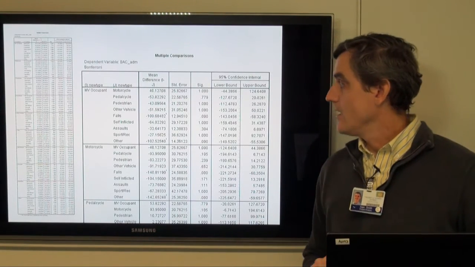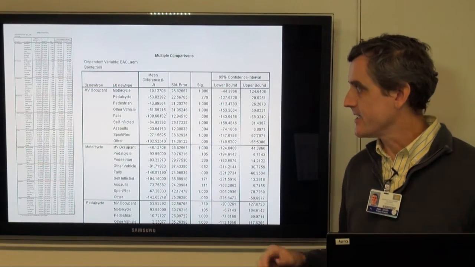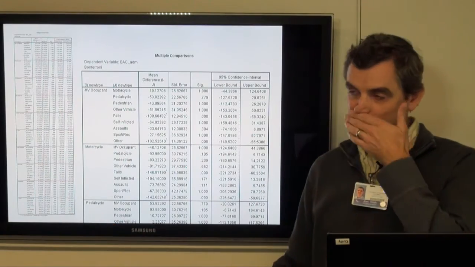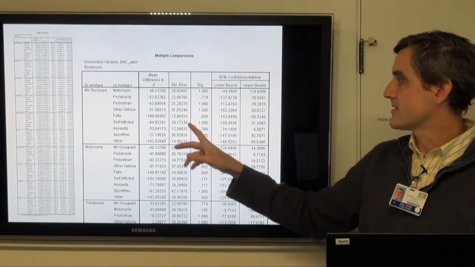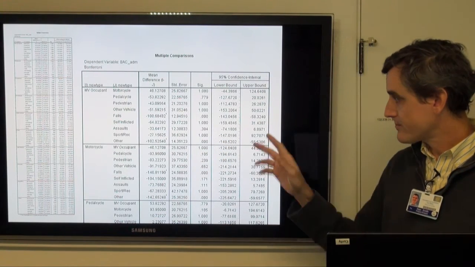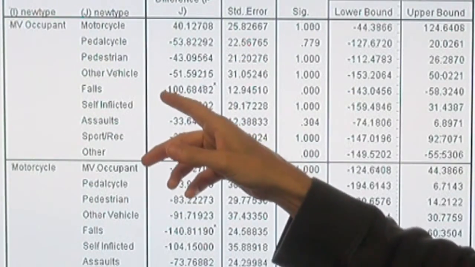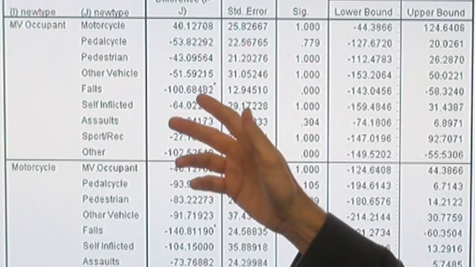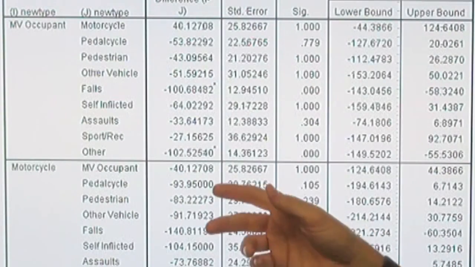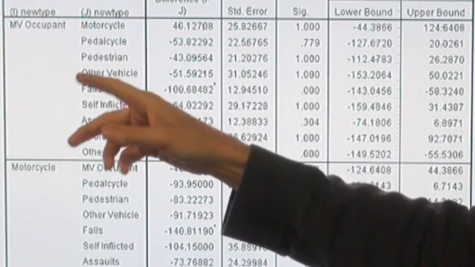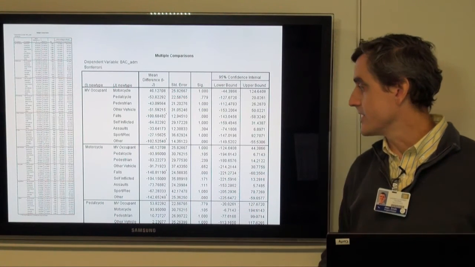Okay. I know you can't read that part, but these are the multiple comparisons as produced by SPSS, and it just creates a very large table here for each of these groups. It compares that group with every other group, and so you have a significance of that difference, and a confidence interval. So for example, here we've got motor vehicle compared to falls. Down here we can see that the blood alcohol level for motor vehicle occupant victims is 100 points less than that for falls, and that's statistically significant. Same deal with other. But if we compare motor vehicle occupant with motorcycles, even though motor vehicle occupant is 40 points higher, that's not significant when using that Bonferroni correction.